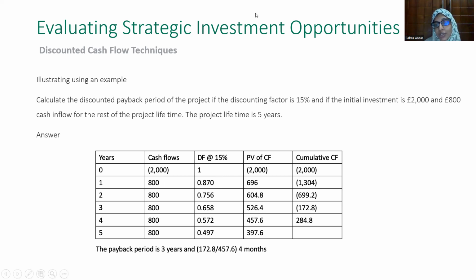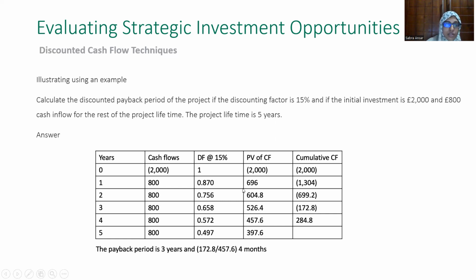Here we started with the initial investment, which was used as minus 2,000. Thereafter, when 696 came in from the 800, we reduced it, and then the cumulative amount was put. So obviously the minus amount was less, and it kept on reducing. By the third year, we had minus 172.8. And by the fourth year, we had a positive cash flow of 284.8, which showed, by 3 years and 4 months according to the calculation, that we have recovered the initial investment. The main thing was we calculated how it was recovered.